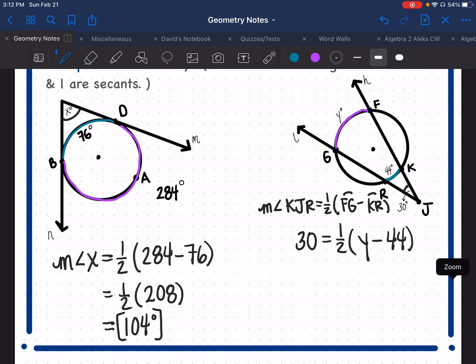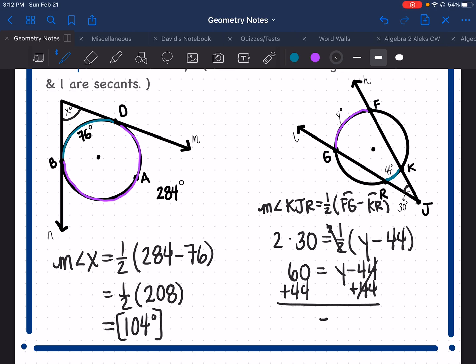Now, what I would do here is get rid of the fraction first by multiplying by 2, because I don't want to deal with the fraction. If I get rid of the fraction, I simply have y minus 44. And then I only have to add 44 to both sides. That actually turned out really good, and I end up with 104.